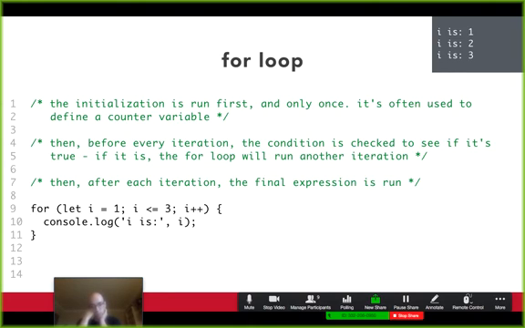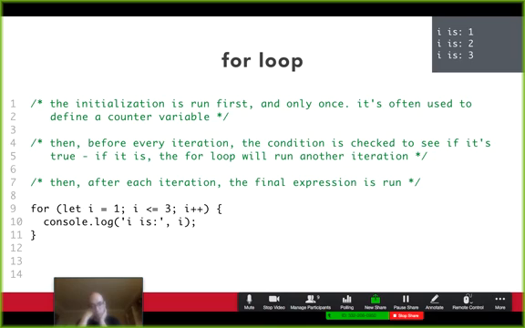The answer is yes, 2 is less than 3. So then we go into our code block and we run that block of code which says console log out I is, and now I is 2. After we run I is 2, we then go back to the I++, and now we're adding 1 more to I, and now I is 3.